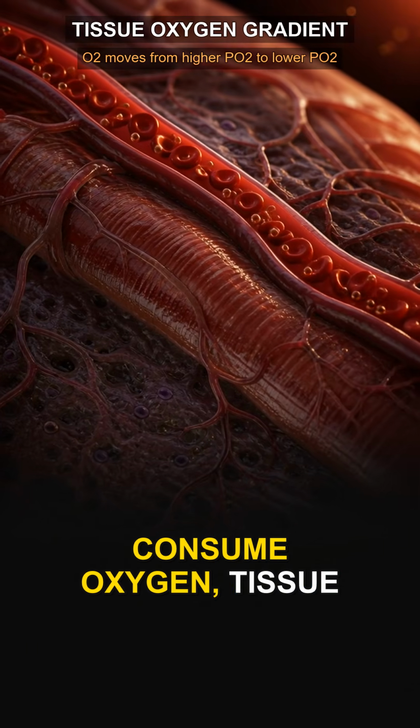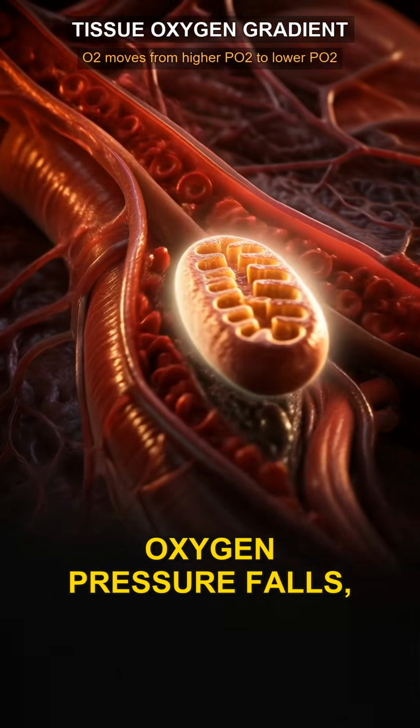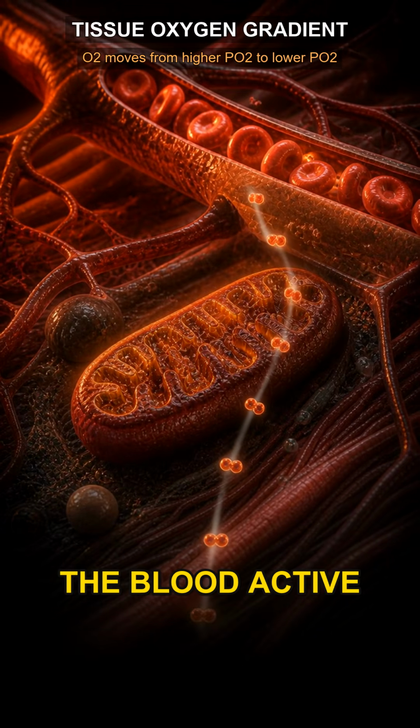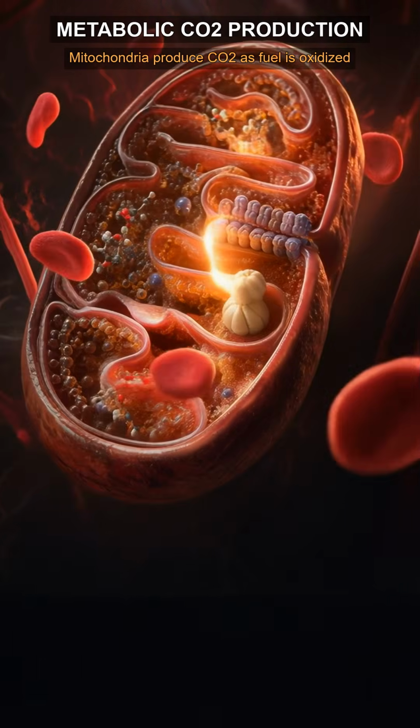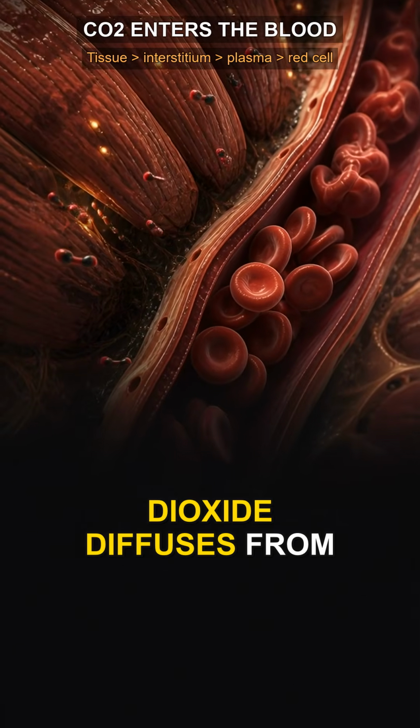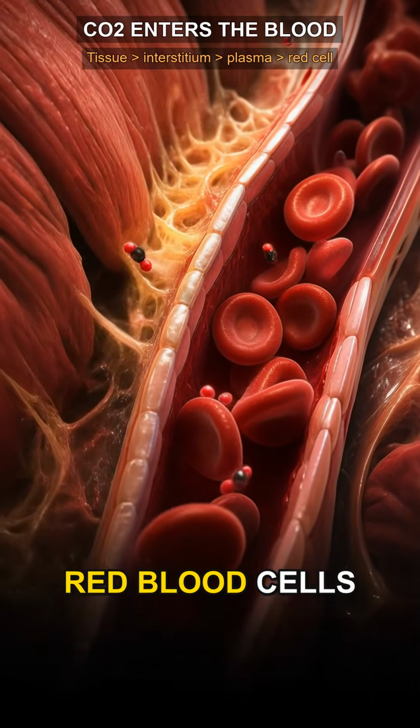As cells consume oxygen, tissue oxygen pressure falls, creating a gradient that favors oxygen movement out of the blood. Active tissues also produce more carbon dioxide as they metabolize fuel. That carbon dioxide diffuses from the tissue into the blood and red blood cells.